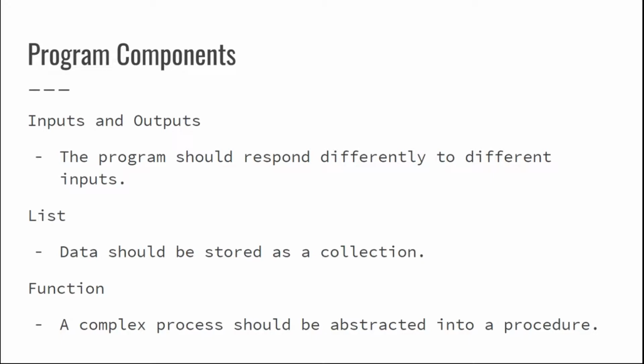The data in your program at some point needs to be stored in a list in a way that helps manage the complexity of the overall program and makes it easier to develop and even edit and debug. And finally, somewhere in your program, there needs to be a complex process that you abstract into a procedure or function. Something that takes in different inputs and gives you a different output as a result, almost a smaller program within your main program.